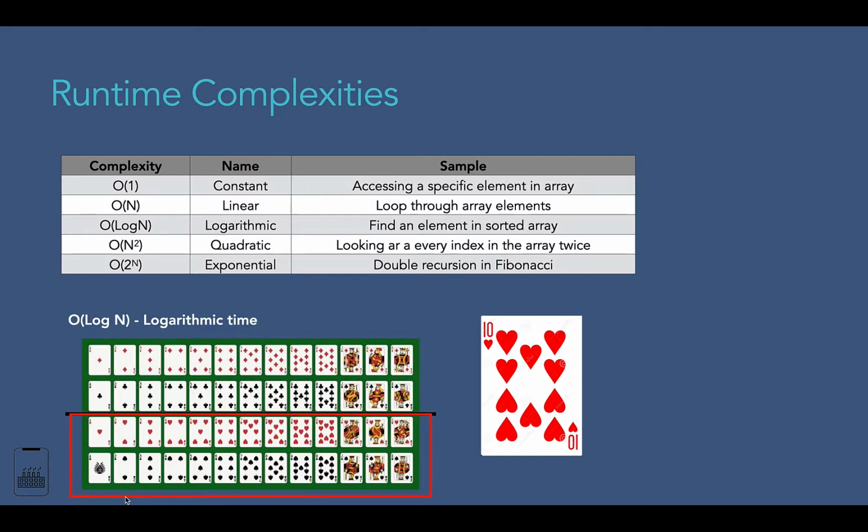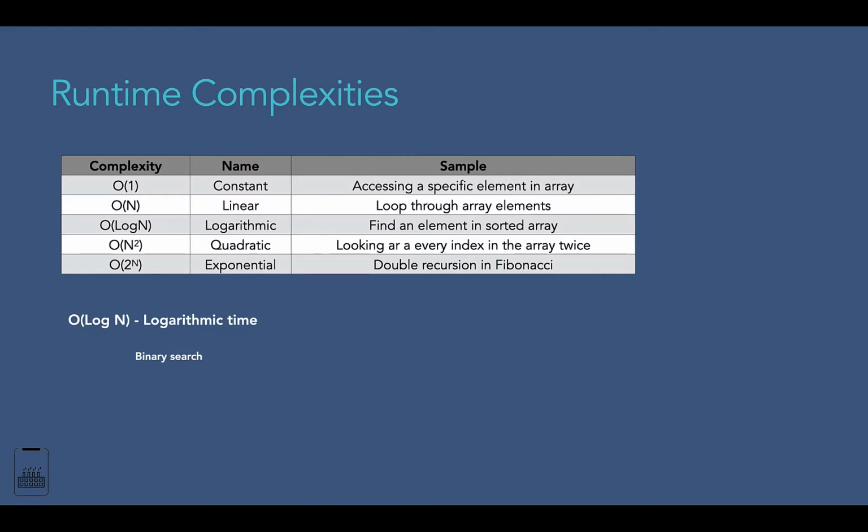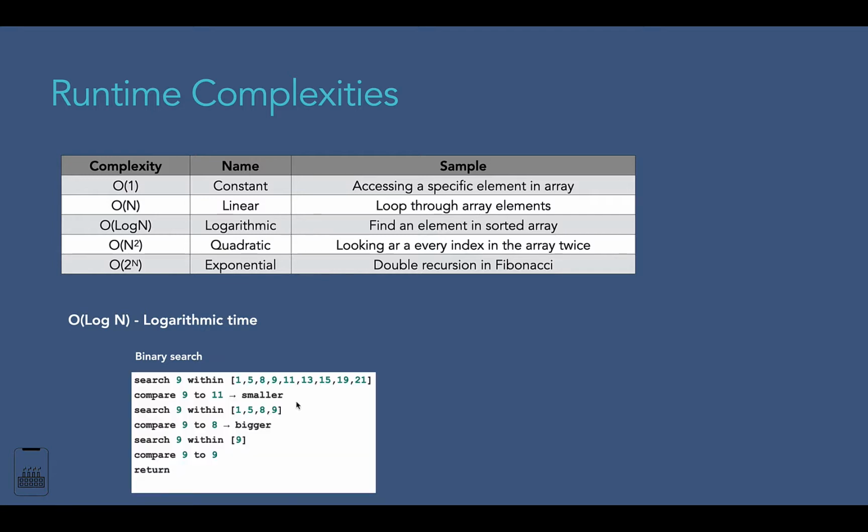Another example of logarithmic time complexity is binary search. If you don't know binary search, I'm going to explain it in the searching algorithms section, but here you just need to know that by using binary search, we are searching for an element in a sorted array. In this case, we have an array like this, and we are searching for 9.